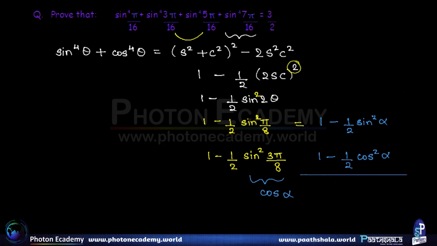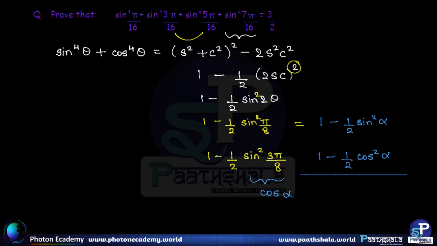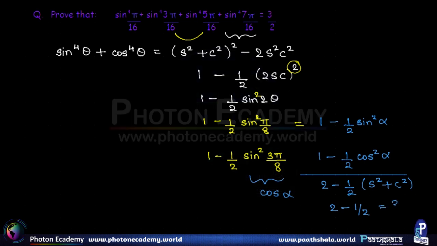And on adding them both, we are finally left with 2 minus half, and sine square plus cos square alpha is just 1, so this will just give us 2 minus half, and that is 3 by 2. So our answer is complete.